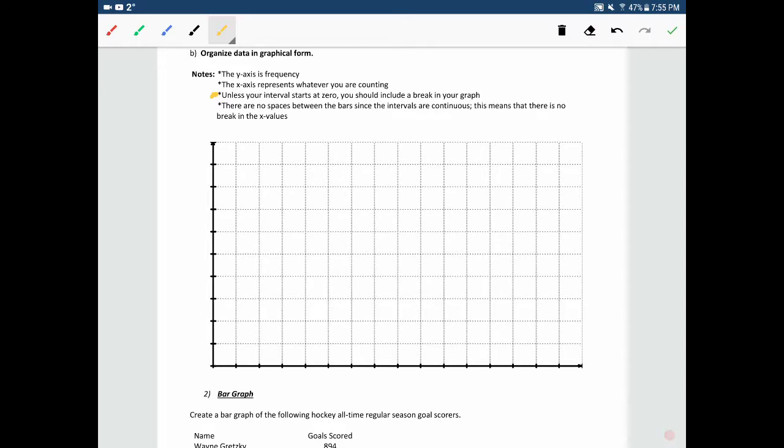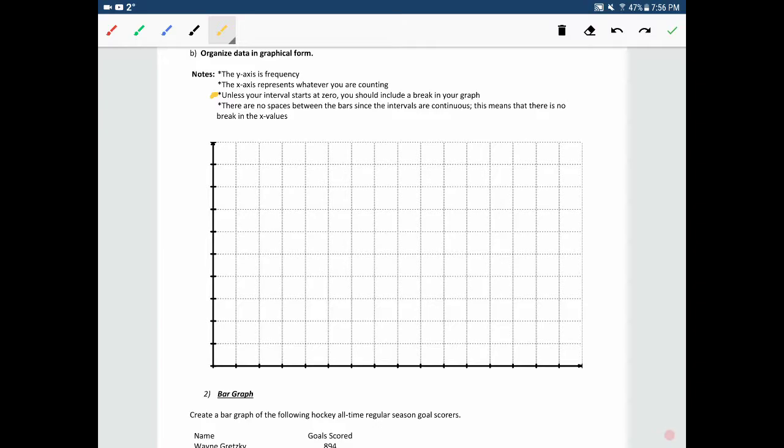So we're not going to start right here. That's not going to be 40 because that's not the beginning. So we'll just leave this square right there, blank. Maybe even another one. We'll see. The other thing is, like I said before, there are no spaces between the bars since the intervals are continuous. So the bar goes right up to 60, and then the next one will pick up at 60.